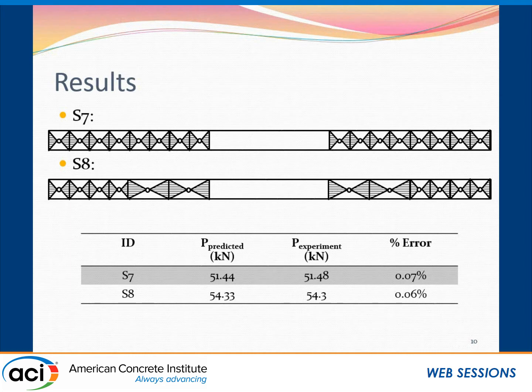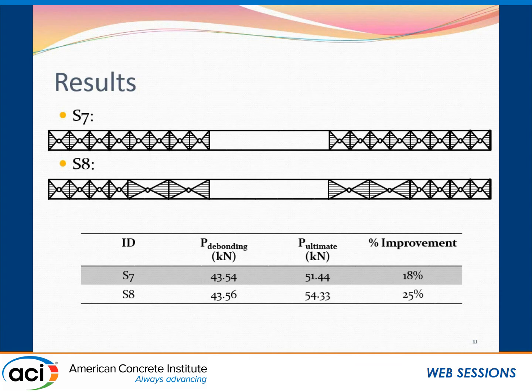Now, in this table, I show the ultimate load predicted by our model versus that of the experiment. You can see that for slab 7, we predicted 51.44 kilonewtons compared with 51.48 kilonewtons obtained from the experiment. For slab S8, we predicted 54.33 kilonewtons compared with 54.3 kilonewtons. So we are very close to the experimental results here.